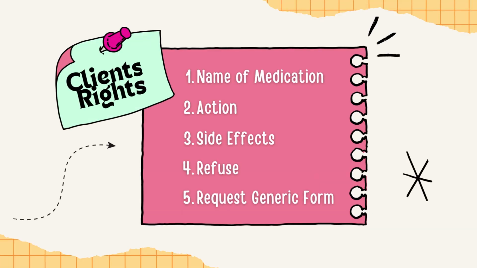Moving on to understanding the client's rights. Before administering any medication, it is important to understand the client's 5 rights, which include the right to know the medication's name, usually the generic name, the right to know the medication's action, or the therapeutic effects of the medication, the right to know possible side effects. Clients also have the right to refuse a medication, and finally, the right to request the generic form of medication. Clients may ask for generic forms of medication because they are more affordable.